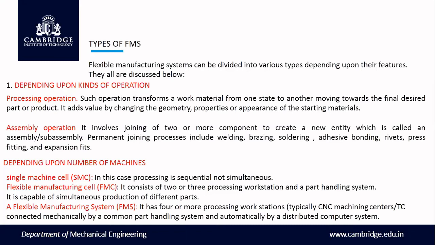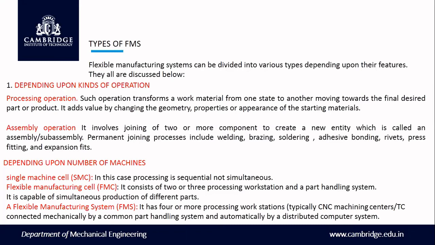That is, processing operation is nothing but raw material will be there, you do some process, and you get a final product. That is called process operation. Then what is assembly operation? Assembly operation involves joining two or more materials or components by using welding, brazing, soldering, adhesive bonding, rivets, press fitting, and a number of other things. This is called assembly operation.